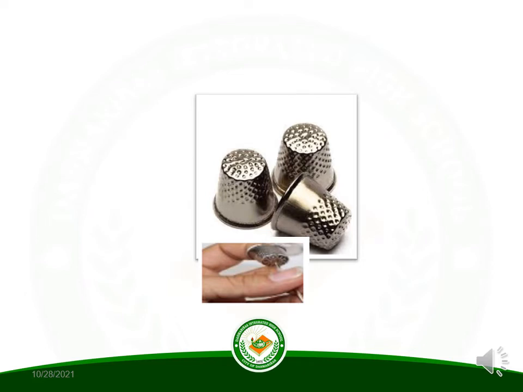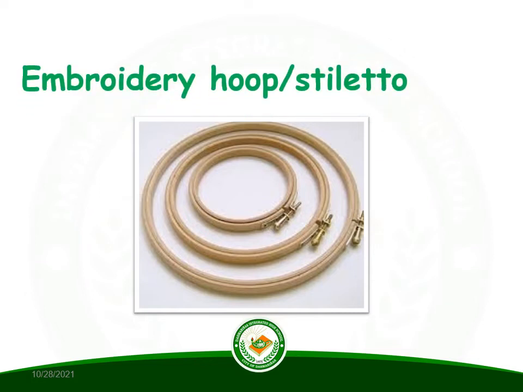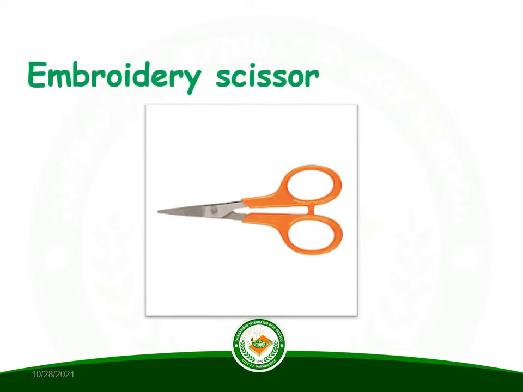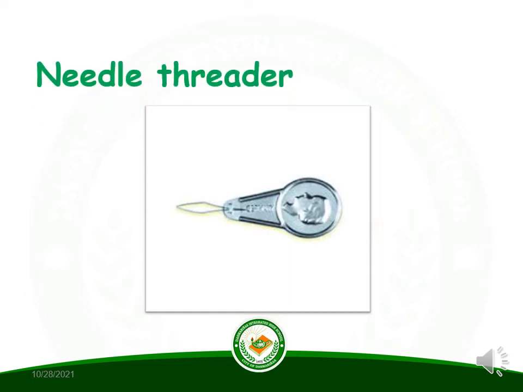What is the name of this tool? Correct. It's thimbles. What is the name of this tool? Correct. It's embroidery hook or stiletto. What is the name of this tool? Correct. It's embroidery scissor. What is the name of this tool? Correct. It's a needle threader.